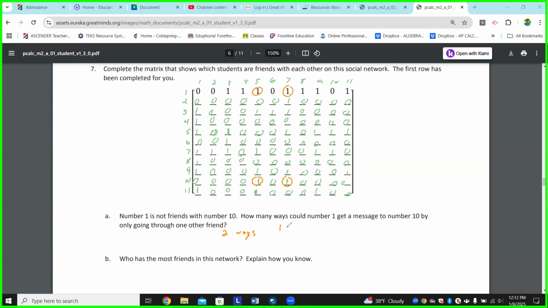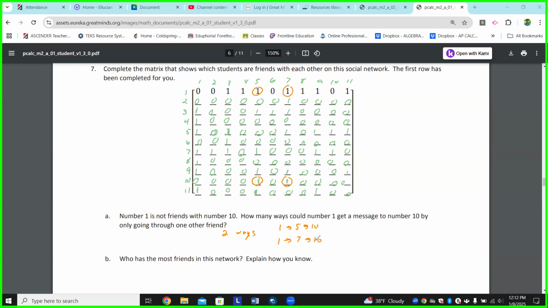And friend 1 can either go to 5, that will get to 10, or you can go to 7, which will get to 10. Any questions on how to analyze that? So go where you're ending, figure out who connects to that, and then see who connects to who your beginning is.